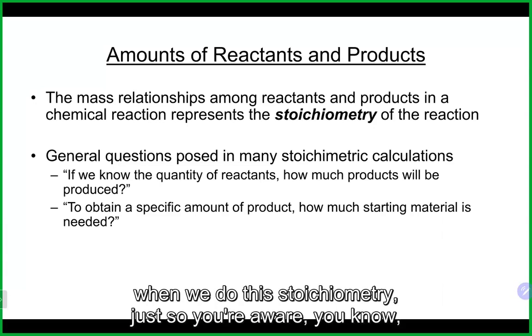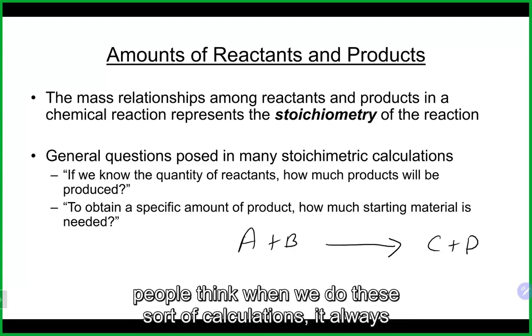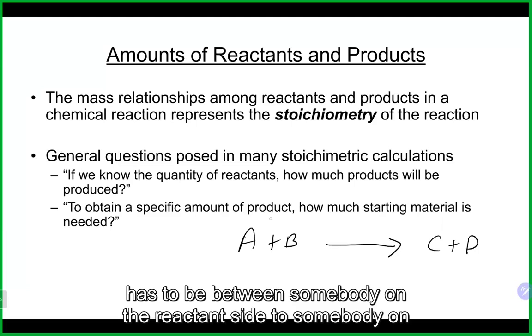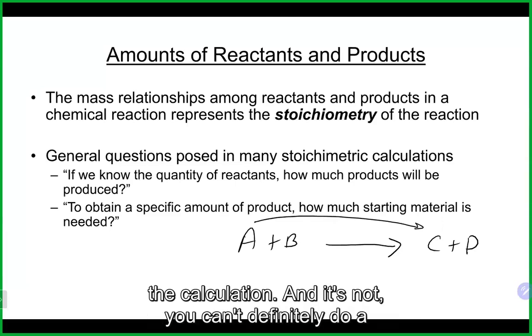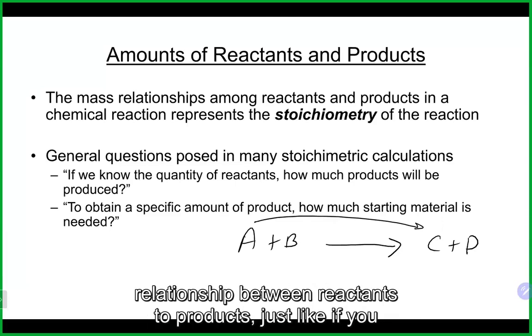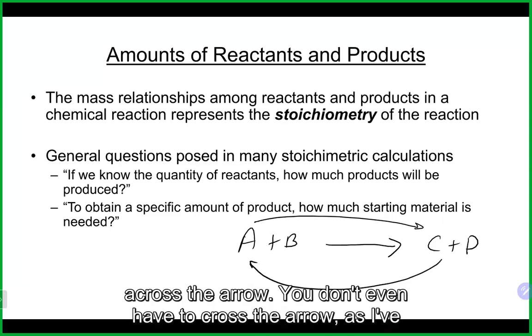Now, when we do this stoichiometry, just so you're aware, let's just say we had A plus B goes to C plus D. Now, sometimes people think when we do these sort of calculations, it always has to be between somebody on the reactant side to somebody on the product side. And that's always the way you have to do the calculation. And it's not. You can definitely do a relationship between reactants to products, just like if you started with products, you could also do the relationship going across the arrow.